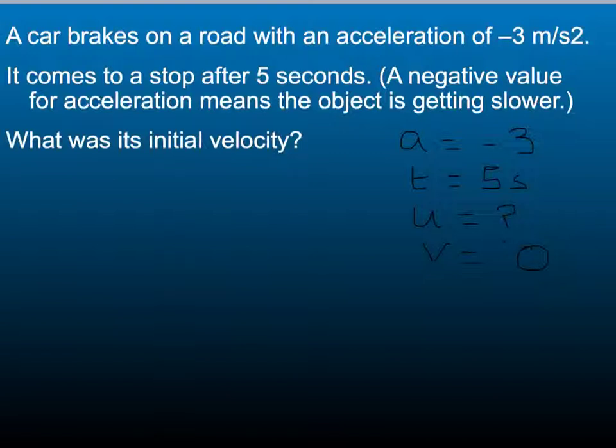Again, the best equation to use here is v equals u plus at. v is 0, u is what we want to find out. Then we've got our acceleration, which is minus 3, times the time, which is 5. So this is 0 equals u minus 15. Okay, because a plus and a minus together are a minus. So if we add 15 to each side, we see that 15 equals u. So the initial velocity is 15 meters per second.